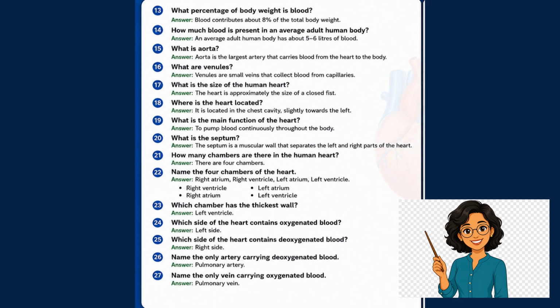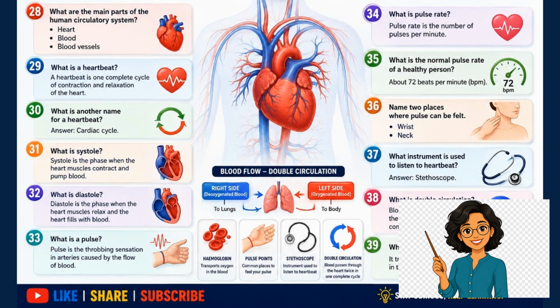Remember, an adult has about 5 to 6 liters of blood, the heart has 4 chambers, and the left ventricle has the thickest wall because it pumps blood to the entire body. Time to start the heart. In this section we look at the circulatory system, the heartbeat, pulse, and double circulation.